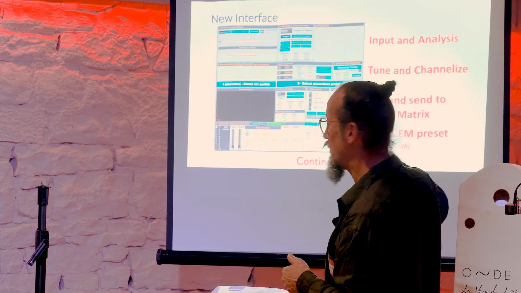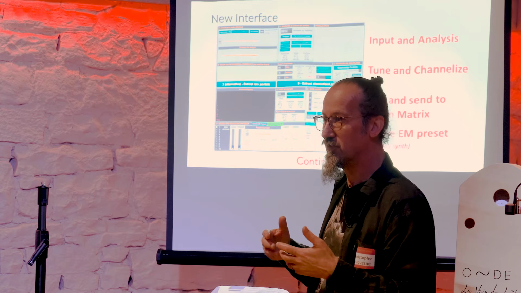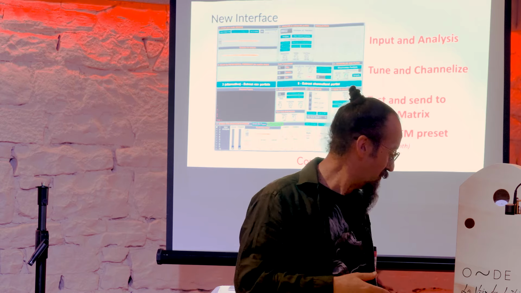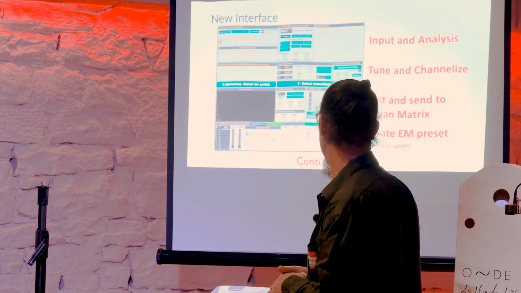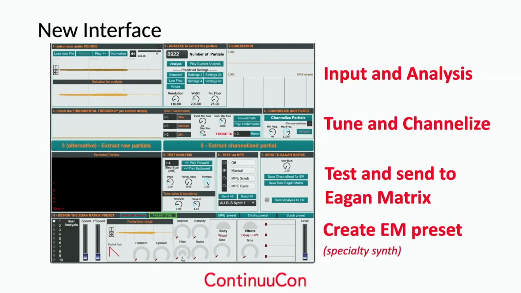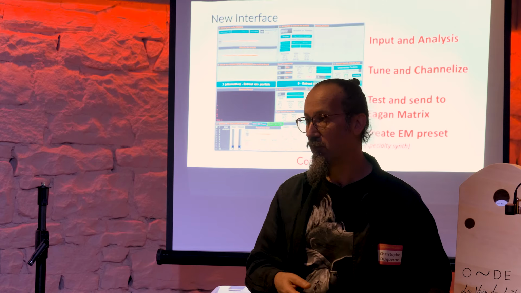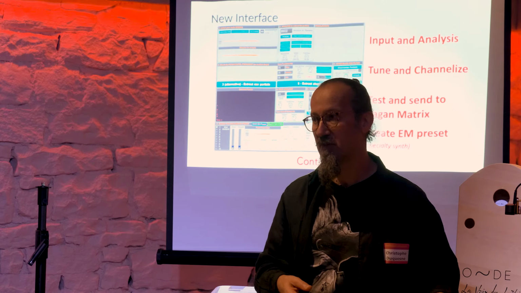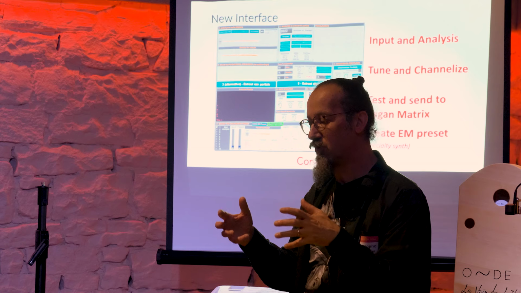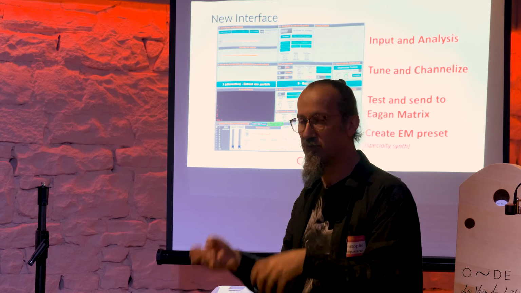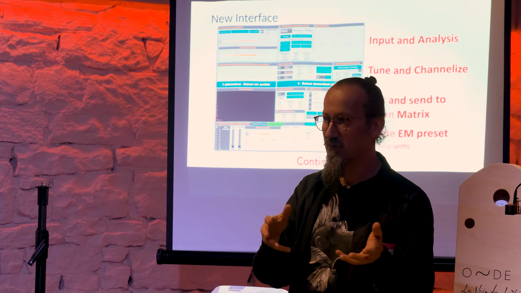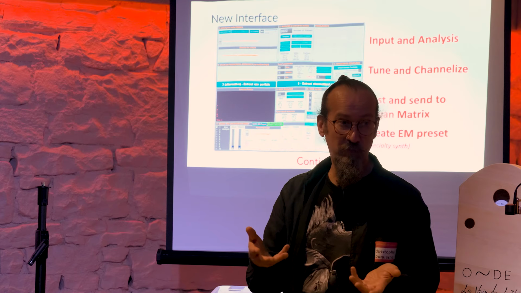And then you have a test area, so you will be able to test the first result within your computer, so it will be the computer sound. And from this, you can send the analysis to the computer, and the lower part is really a specialty synth. It's going to control the Eagan Matrix directly, and it will allow you to build a playable preset, because in the previous version, you only had the analysis, then you had to send the analysis via the Eagan Matrix to the Continuum, and then you had to build your own preset.